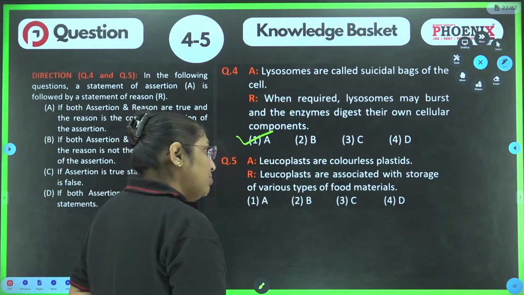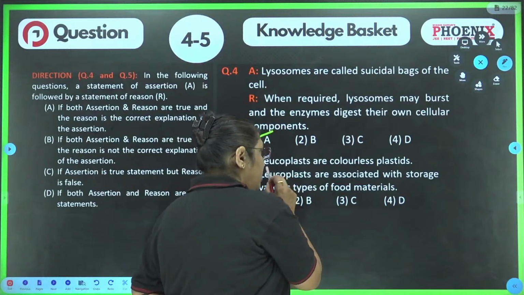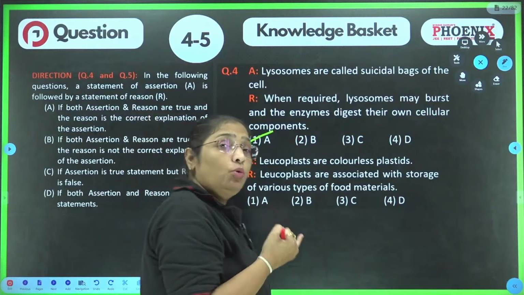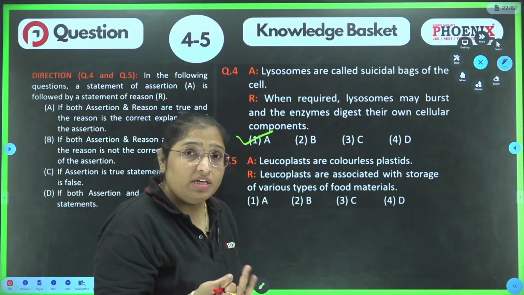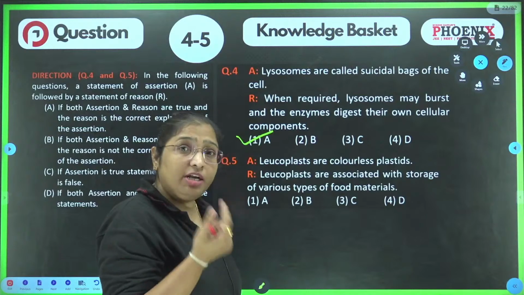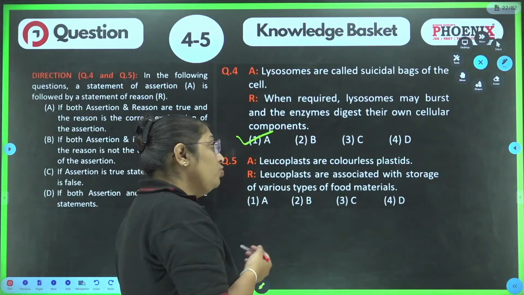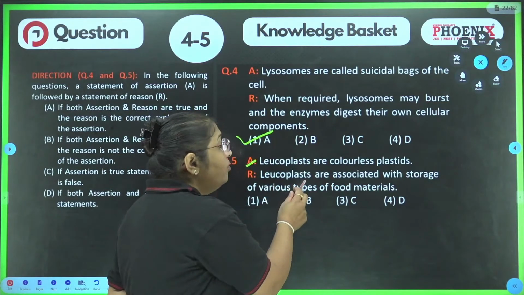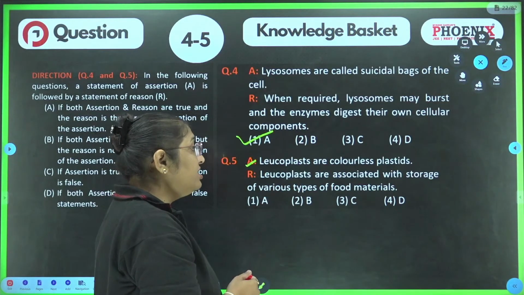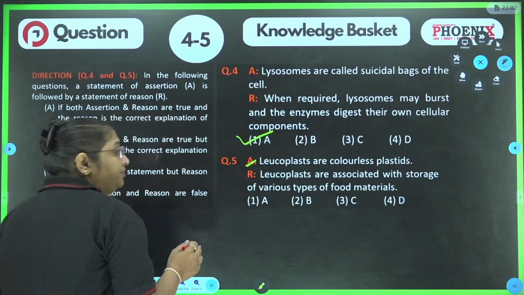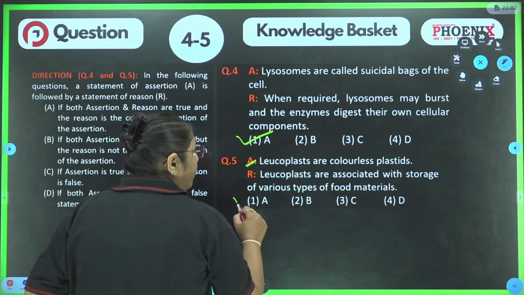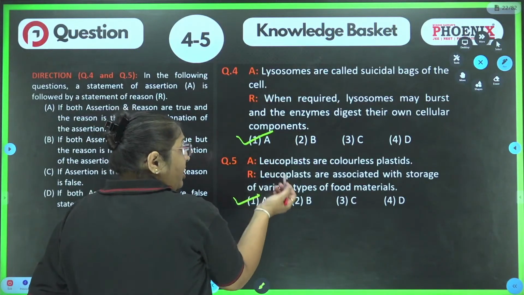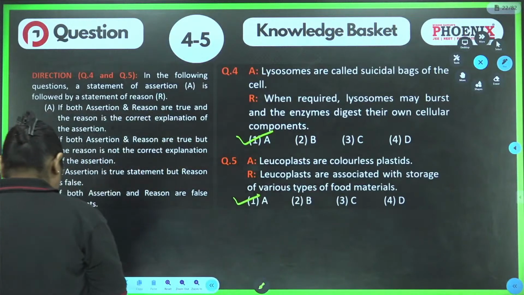Leucoplasts are colorless plastids. We had learned about plastids, three different types: chromoplast, chloroplast and leucoplast, in which chloroplast has a green pigment containing chlorophyll, and leucoplast is the colorless plastid. Yes, this is true. Then leucoplasts are associated with storage of various types of food material. So the answer here is 1, because both statements are correct and this is the correct explanation.